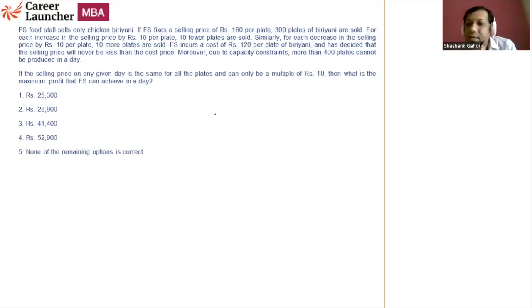The cost per plate that is given to us is equal to 160. Okay. So he's selling at 160 per plate, and his total sale is 300. Okay. If he increases the price by X, if he increases by 10, X will be 1. If he decreases by 10, X will be -1. So if he increases the price by 20, X will be 2. Then his total sale quantity is going to be 300 minus 10X. The reverse effect we are going to have over here.